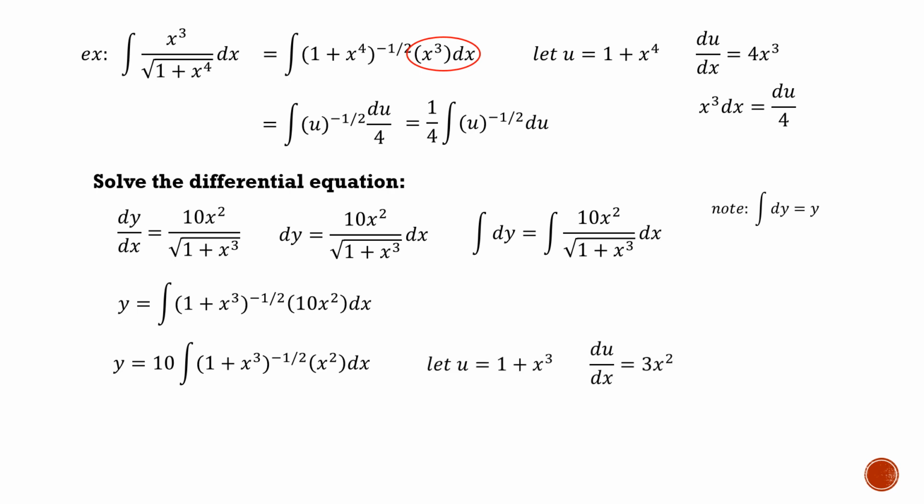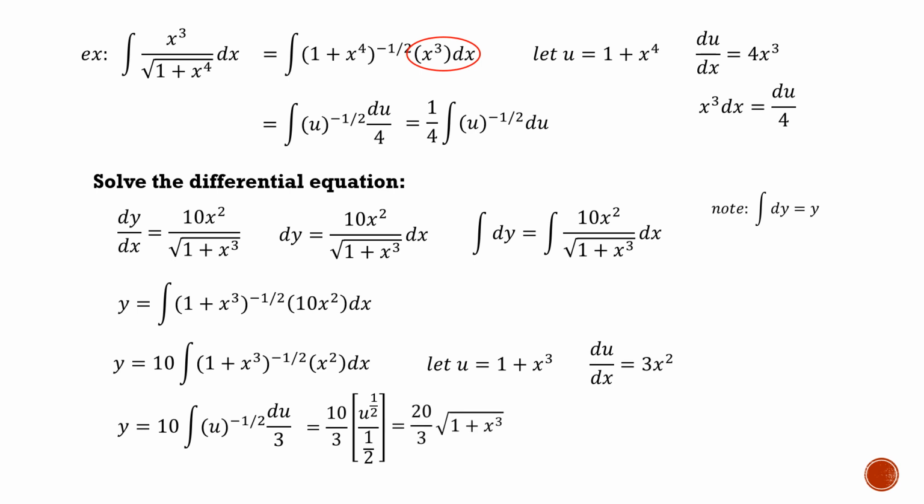So once again, we let u equal 1 plus x cubed. Take the derivative. I end up with du/dx equal to 3x squared. Cross multiply and solve for du, and I end up with du over 3. At this point, we know that du over 3 is the same thing as 1/3 times du. So I can simply take out the 1/3, and I end up with 10 over 3. Find the antiderivative with respect to u to the negative 1/2. So it becomes u to the 1/2 over 1/2. Simplify, replace, and we're done. The solution is y is equal to 20 over 3 times the square root of 1 plus x cubed.